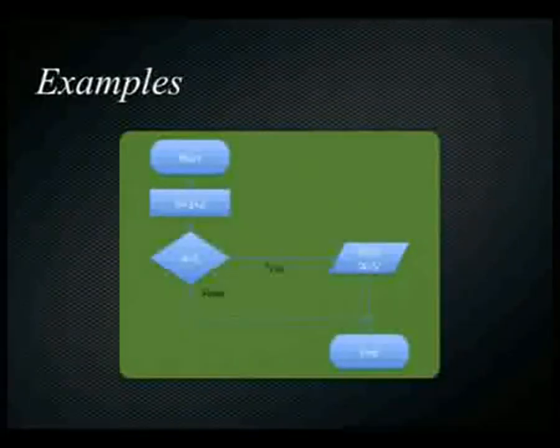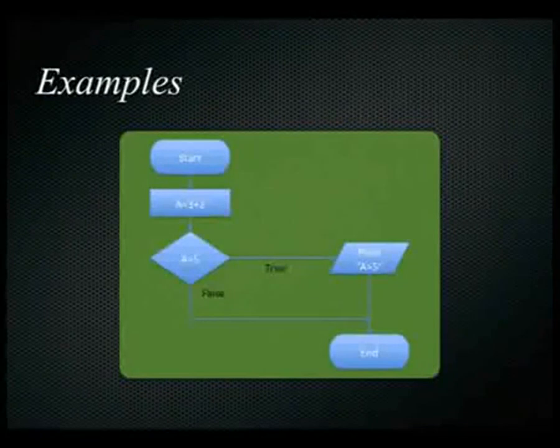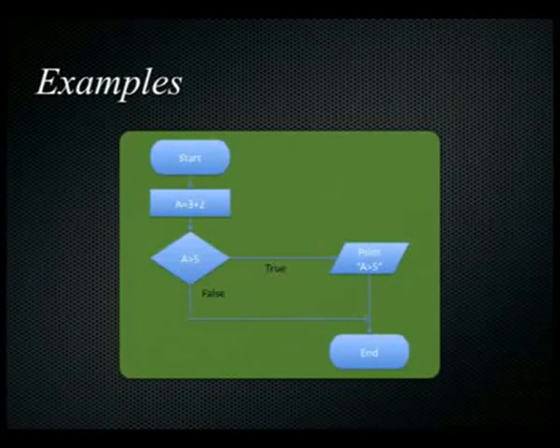So to give you an example of this, we have start, a equals 3 plus 2. If a is greater than 5, then we print a is greater than 5. We'll clearly see that we've got our decision block with a condition inside it, and we've got a true line to show us what happens if that condition is true, and a false line to show what happens if that condition is false. So you can see exactly what's going to happen if you were to write this flowchart into code and actually execute it.